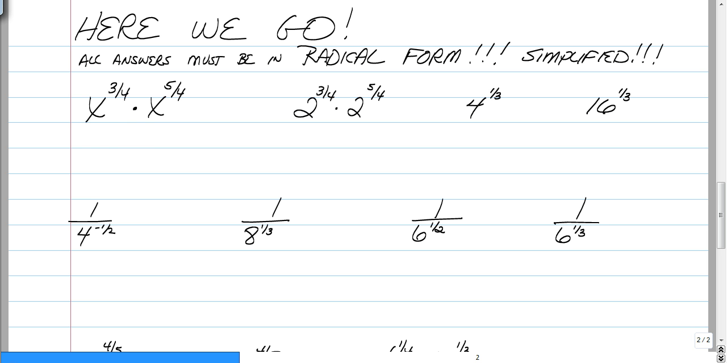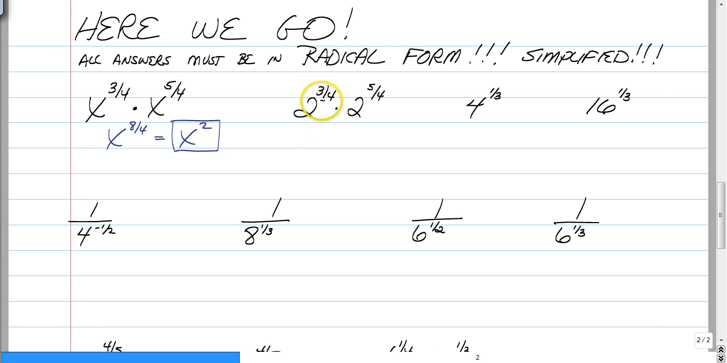So, 3/4 plus 5/4, you know, is x to the 8/4, which we know 8 over 4 is 2, so this is just x squared. Done. There is nothing else you can do.